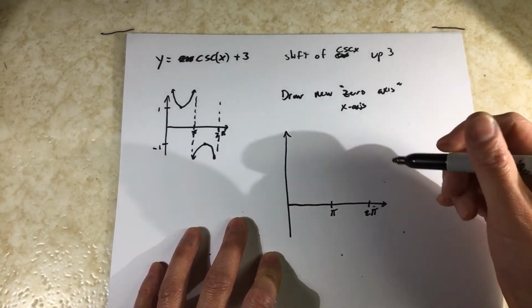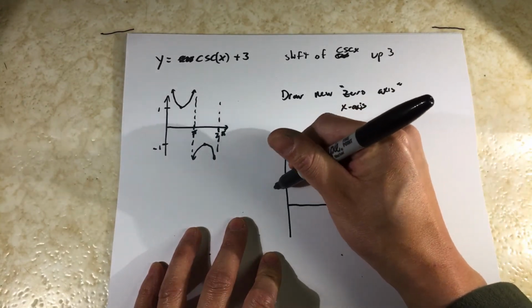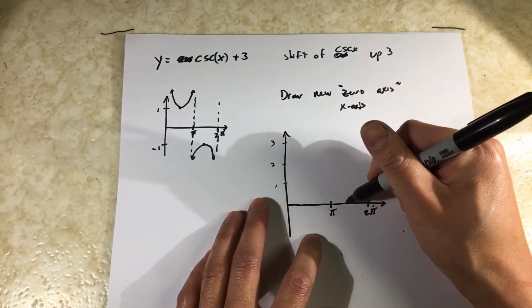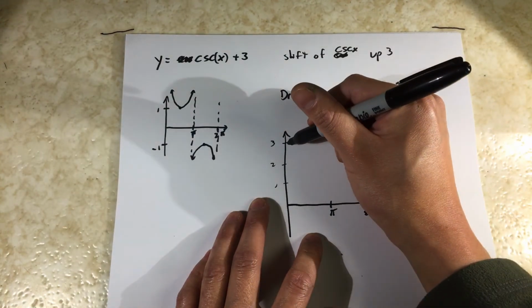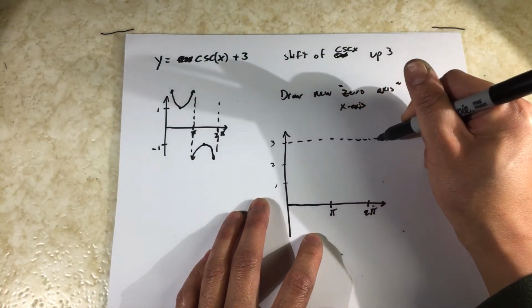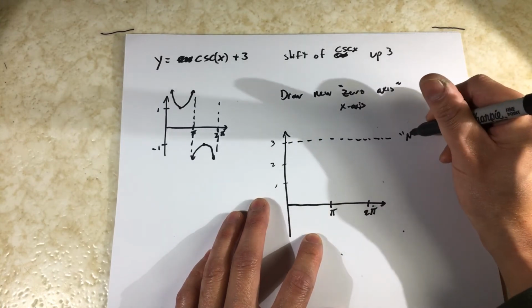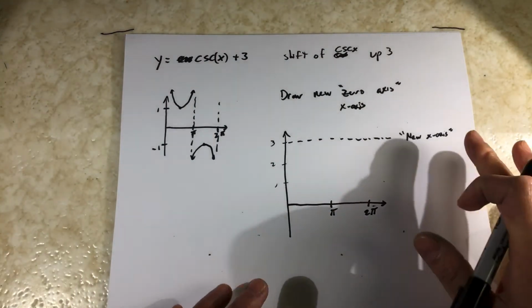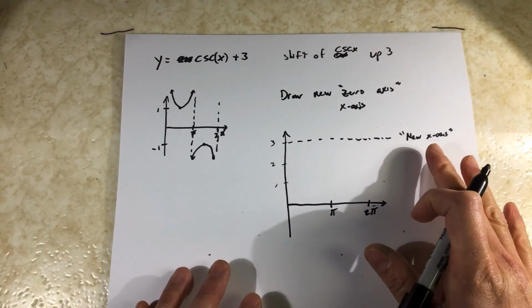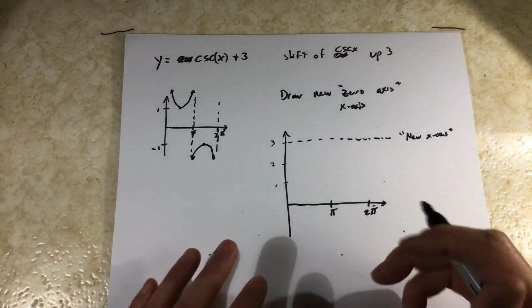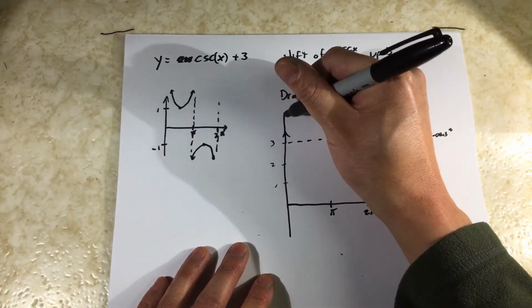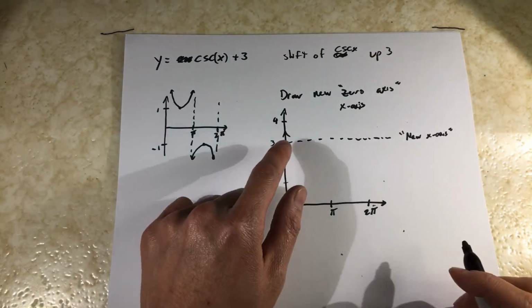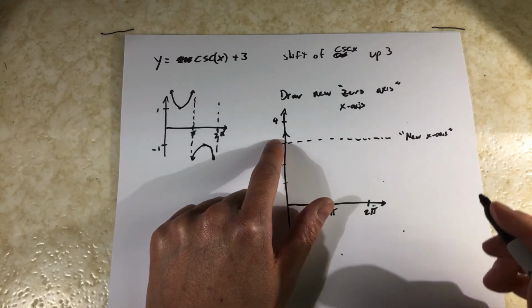All right. So if we're shifting it up 3, we have 1, 2, 3. Actually, I'm going to go a little bit higher. So my new x-axis is going to be shifted. I draw a little dotted line, and I say this is quote unquote the new x-axis. There might be some math professors or math teachers that don't like that kind of terminology. That's just how I think about it. Actually, I'm going to need to go up a little bit more. And then I'm going to draw my cosecant from there.